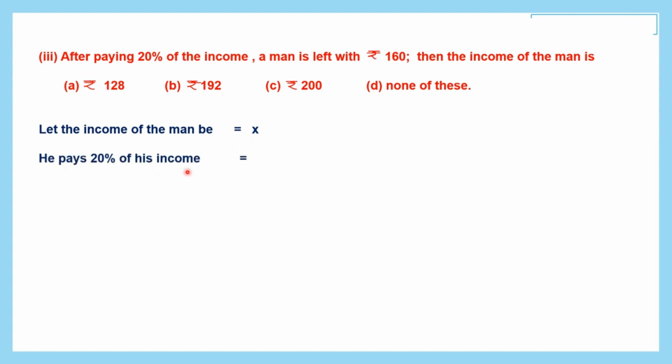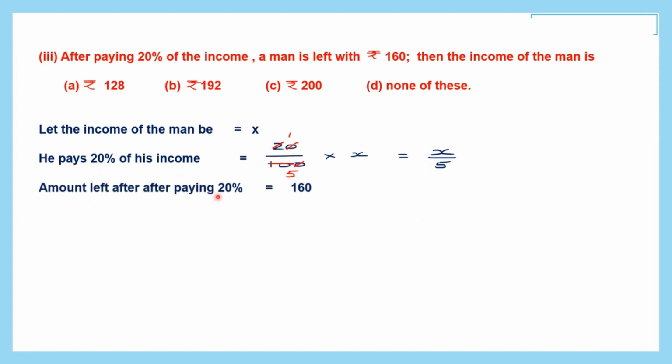So he pays 20% of his income. That means 20% is 20 by 100 of his income, which we have taken as X. So here let's cancel. I can cancel the zeros. I can cancel 2 and 10. 2 ones are 2, 2 fives are 10. So what do we have here? Here we have 1 into X, which is X by 5. So we have found 20% of his income, that is X by 5.